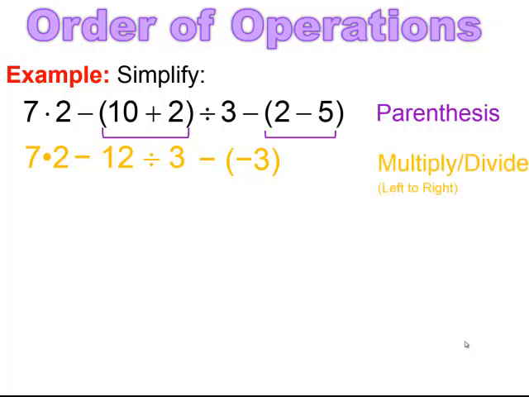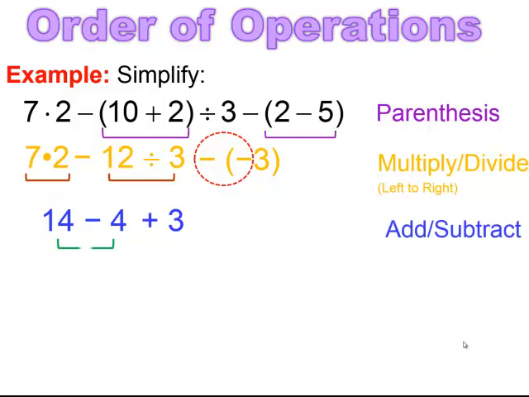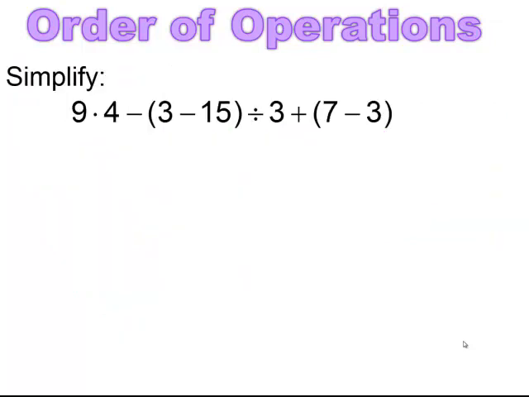So now the next step is to do that multiplication and division, and you always want to work from left to right. So I'm going to have the 7 times 2, and that's going to be 14, and then the 12 divided by 3 is going to be minus 4, and that double negative is going to change to a plus. So it's important that you work from left to right and think of the different rules that apply. And now it's addition and subtraction. From left to right, I end up getting 14 minus 4 is 10, and then plus 3, I end up with 13 as my solution. Pause and try.